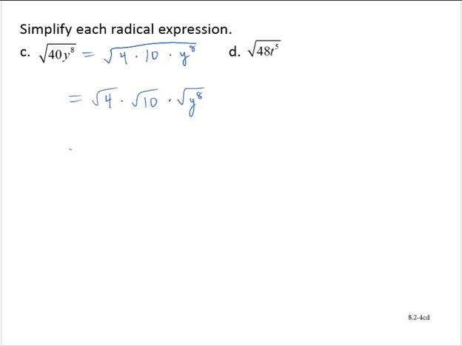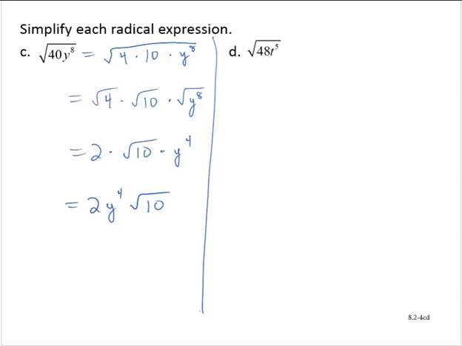The square root of 4 is 2. The square root of 10 I'm leaving alone, and the square root of y to the eighth is y to the fourth. And now I'll rearrange this to put the radical part last. I would write this as 2y to the fourth times the square root of 10.